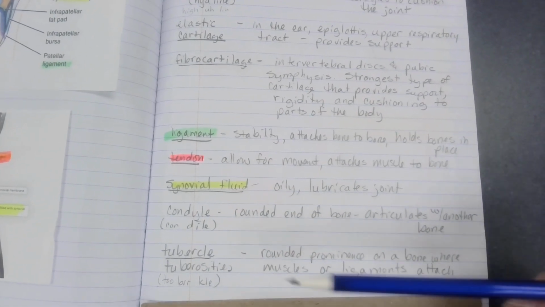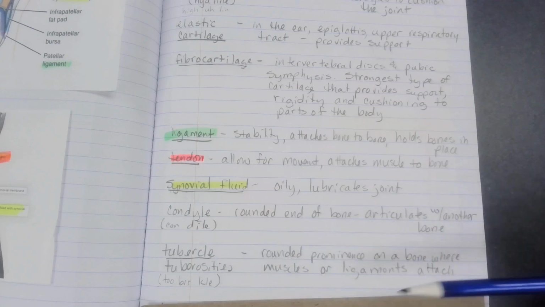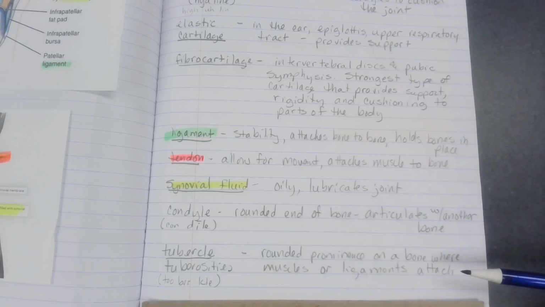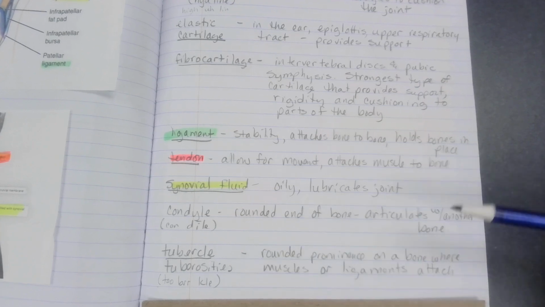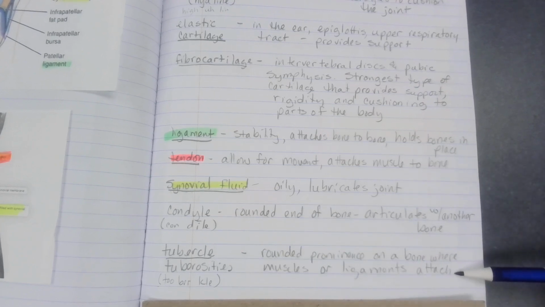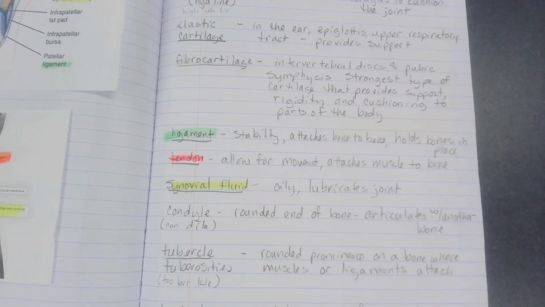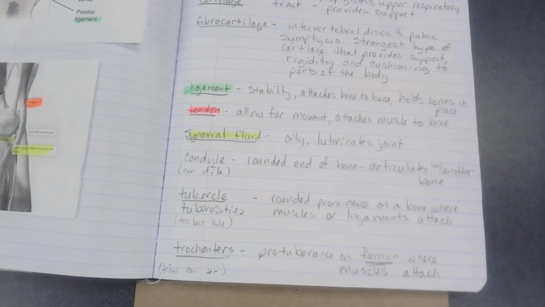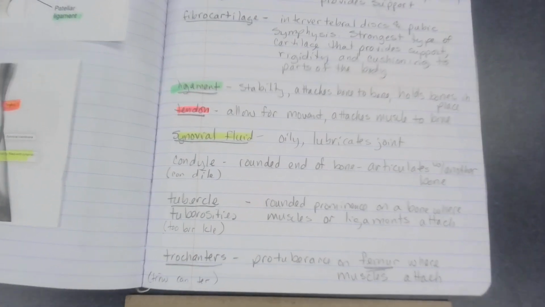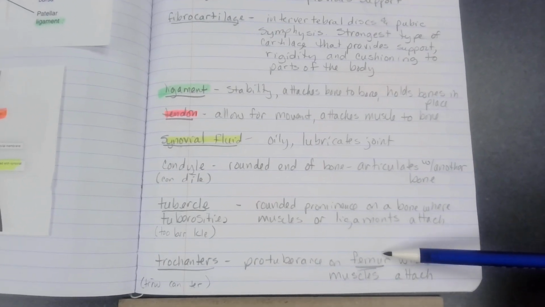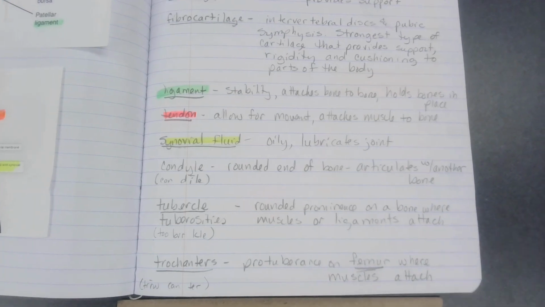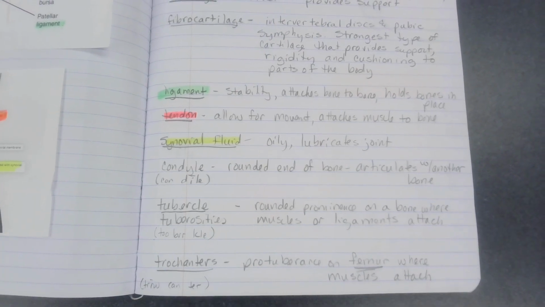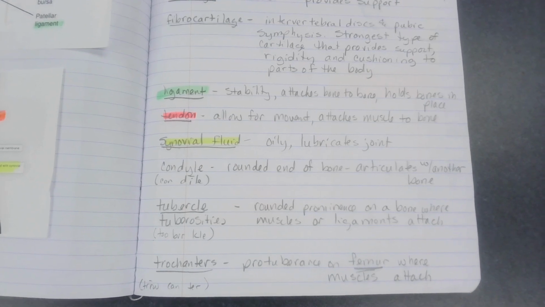Tubercles, tuberosities. Both of these mean the same thing. They are rounded prominences on a bone where muscles or ligaments attach. And trochanter. A trochanter is a specific tubercle on the femur. Trochanters are protuberances on the femur where muscles attach.